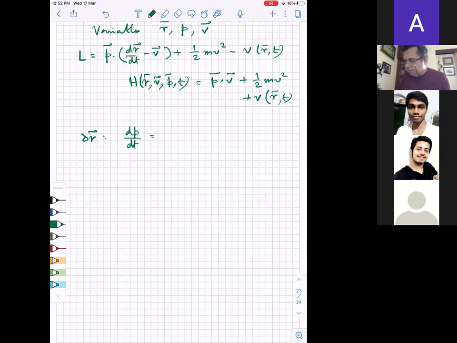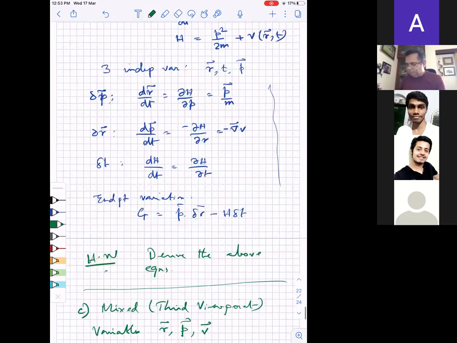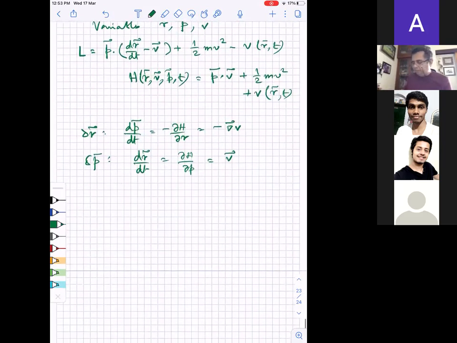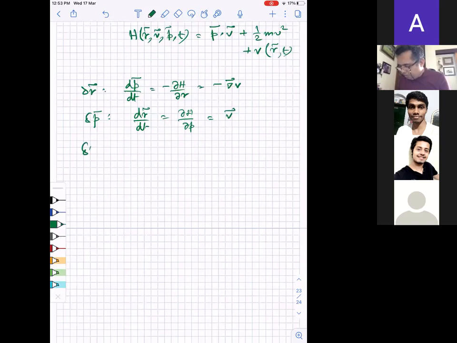dp/dt is equal to minus ∂H/∂r, which is equal to v. This is what we got before. Then I will have delta p, which will again, like previous, give ∂r/∂t equal to ∂H/∂p, which is equal to v. So this is exactly what we had before again. p by m was v. Now because we have a v variable, I am writing it in v. Then we do this delta t, which will give me dH/dt equal to ∂H/∂t.